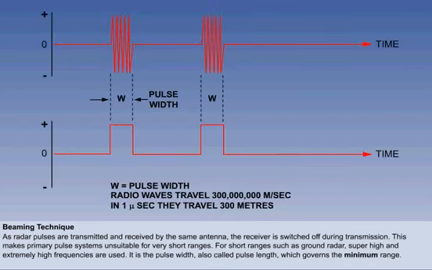It is the pulse width, also called pulse length, which governs the minimum range. The longer the pulse length, the longer the minimum range. A pulse of 1 microsecond measures 300 meters. 150 meters would therefore be the minimum range at which the leading edge would be returning, whilst the trailing edge was still being transmitted. This, then, is the minimum range.